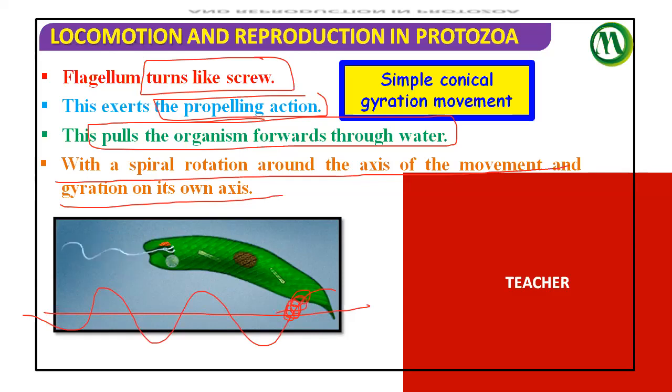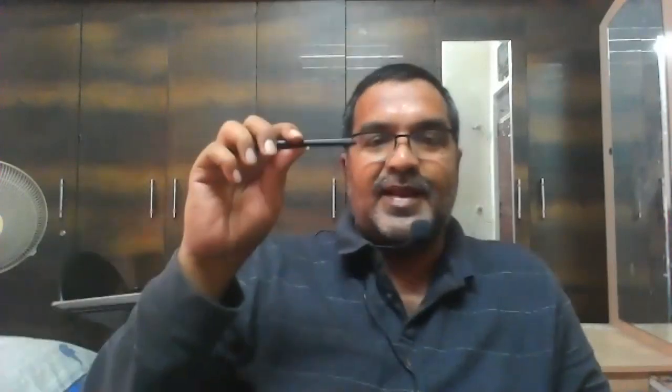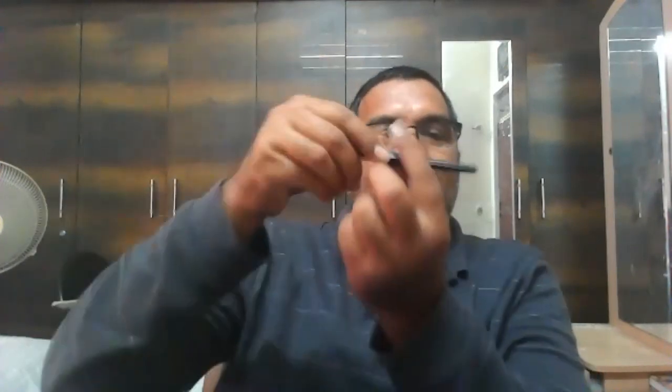So let me show you, like this, the flagellum turns like a screw. Even I can't make it screw that much faster, but you can see that it is making turns like a screw. So what he is saying: gyration on its own axis pulls the organism forward. The organism rotates spirally by rotating itself on its own axis.